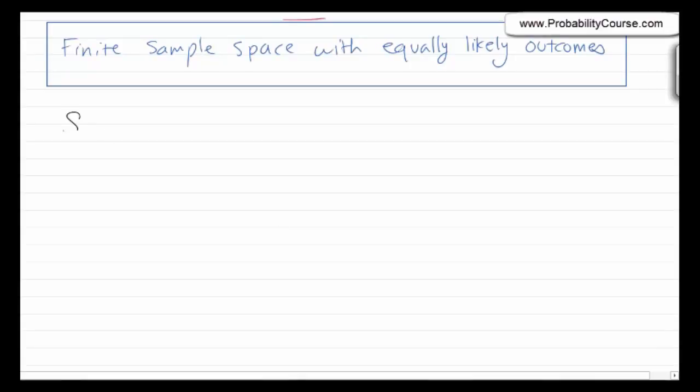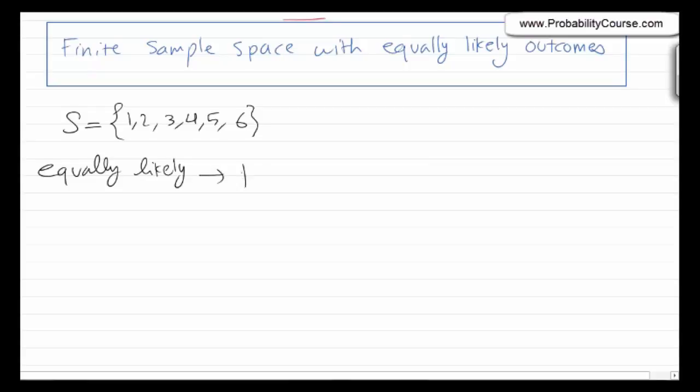A simple example of that is when you roll a die, right? You roll a die, then you have 6 possible outcomes. And if the die is fair, that means that all outcomes are equally likely. So what does equally likely mean? It means that probability of 1 is equal to probability of 2 is equal to probability of 3 is equal to probability of 4, 5, and 6. Now, because they are equally likely, we can actually find the probability of each of them.